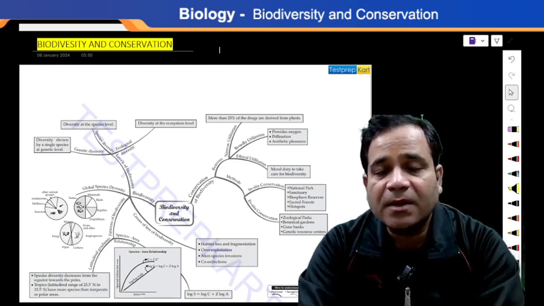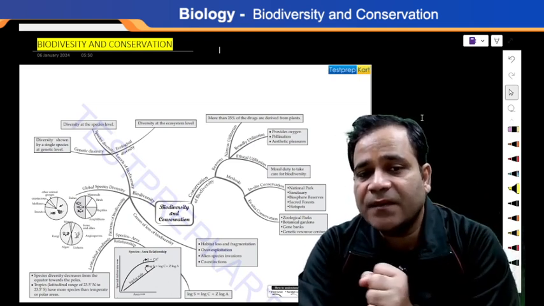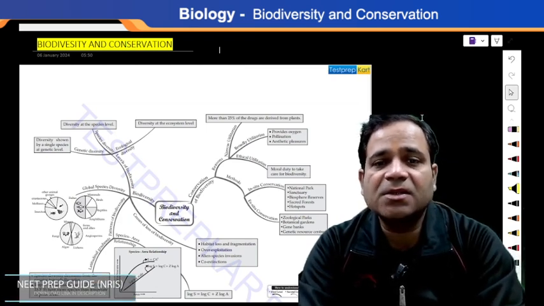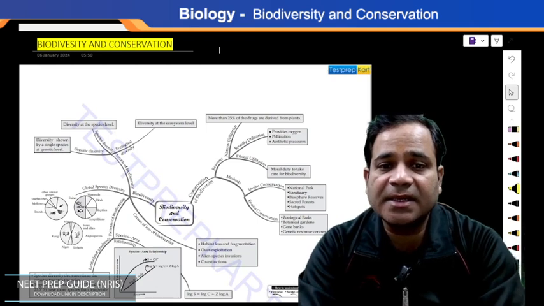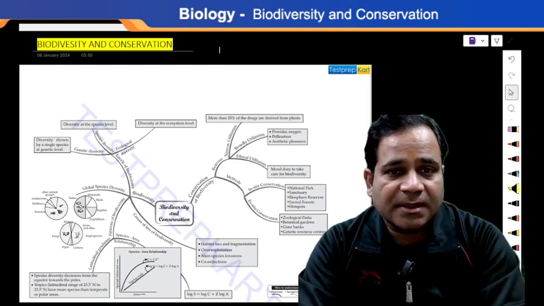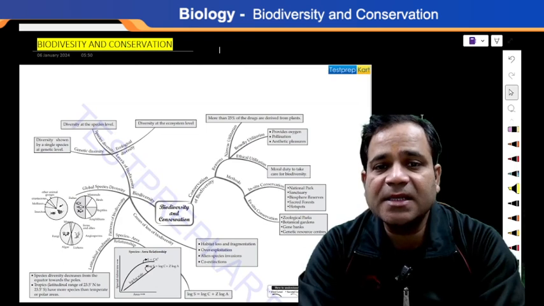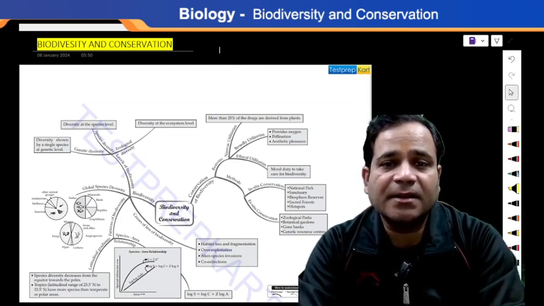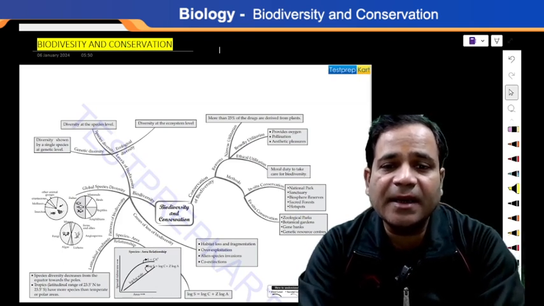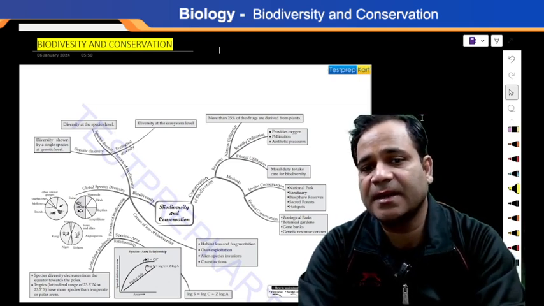Getting it? So what should we do? We should conserve the biodiversity. What are the reasons for conservation of biodiversity? First, narrowly utilitarian: more than 25% of drugs are derived from plants. Second, broadly utilitarian: it provides oxygen, pollination, and aesthetic pleasures. Third, ethical: it is our moral duty to take care of our biodiversity.